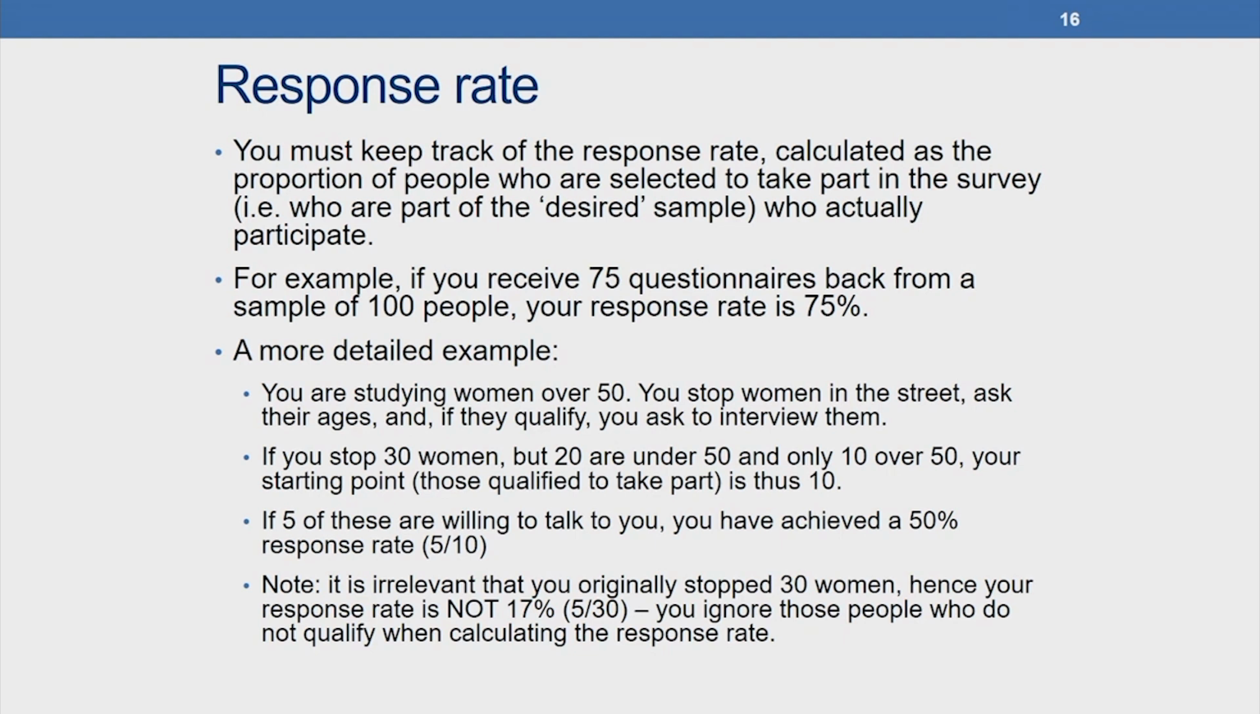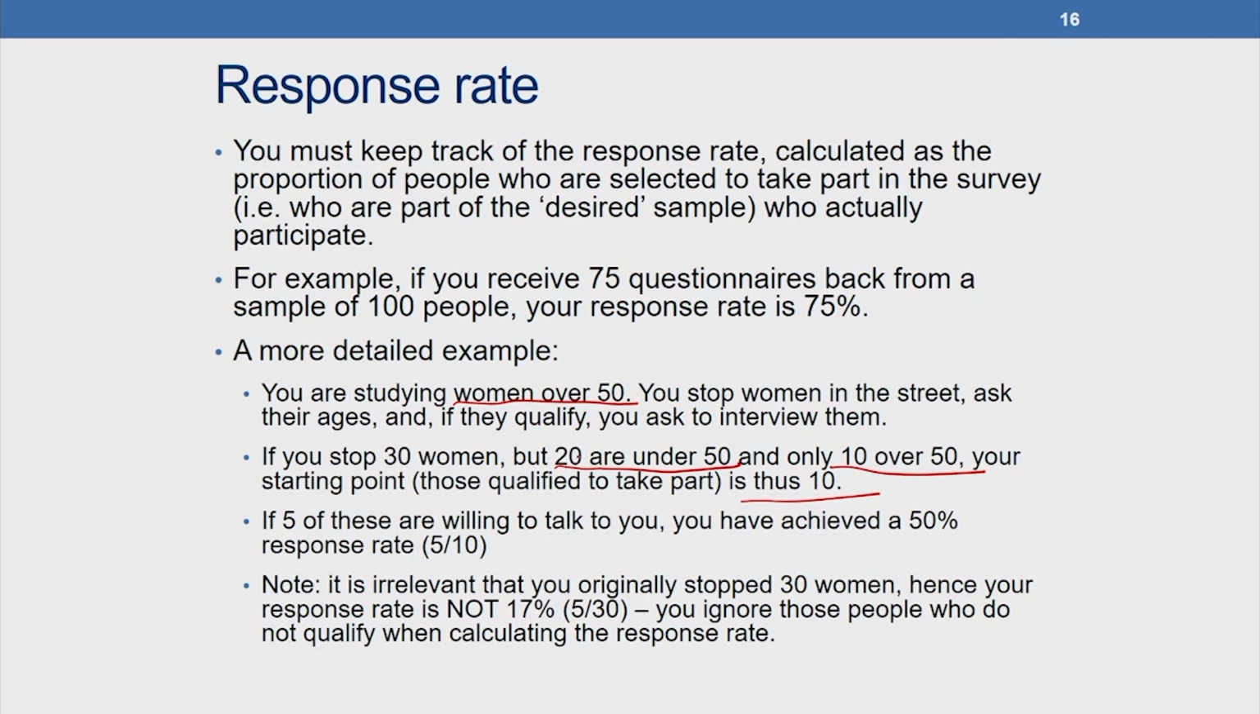Suppose you are studying women over 50, and you stop women in the street, you ask their ages, and if they qualify, you ask to interview them. Suppose you stop 30 women, remember that you are studying women over 50, and of them 20 are under 50 and only 10 are over 50. So, your starting point, that is those qualified to take part, is thus 10.